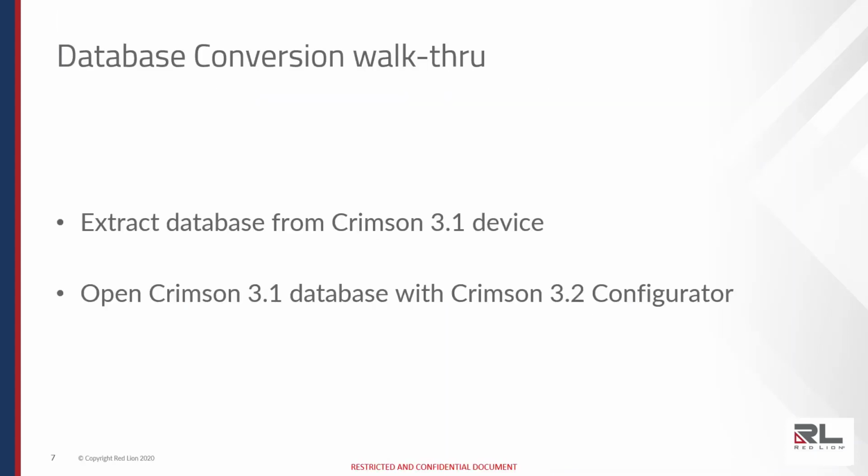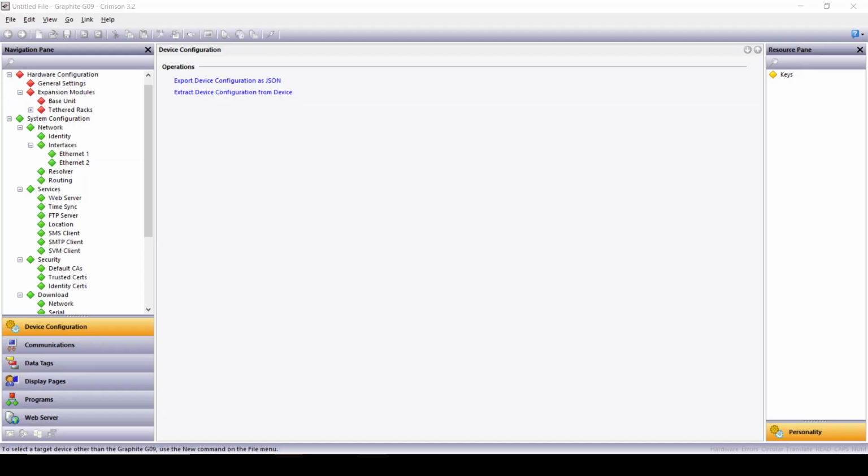So next, let's walk through the process of converting a database. And there's really 2 methods that we can look at. So we're going to, 1, extract a database from a live Crimson device, and then 2, we're going to open up an existing Crimson database and use the Crimson configurator to convert it from there. So to upgrade a Crimson 3.1 database, we would need Crimson 3.2 configurator to do that. So once we've downloaded Crimson 3.2 and have it open, let's go ahead and walk through the process of upgrading a file database to Crimson 3.2.